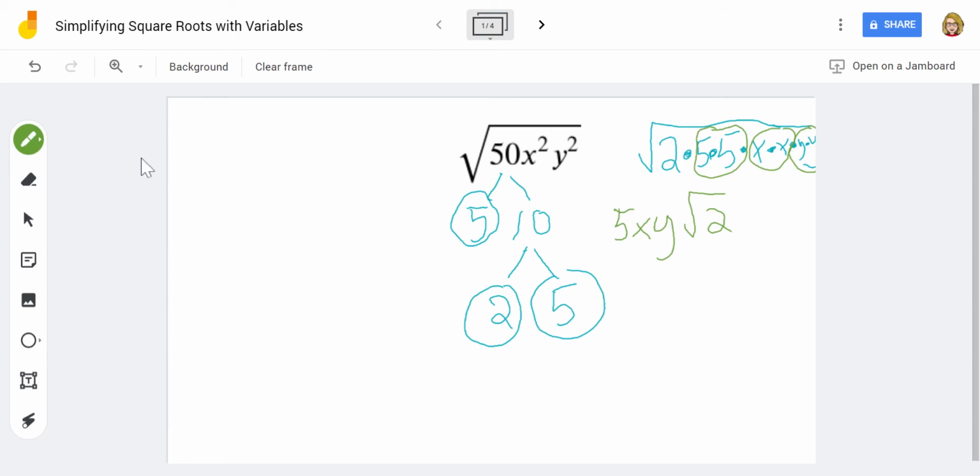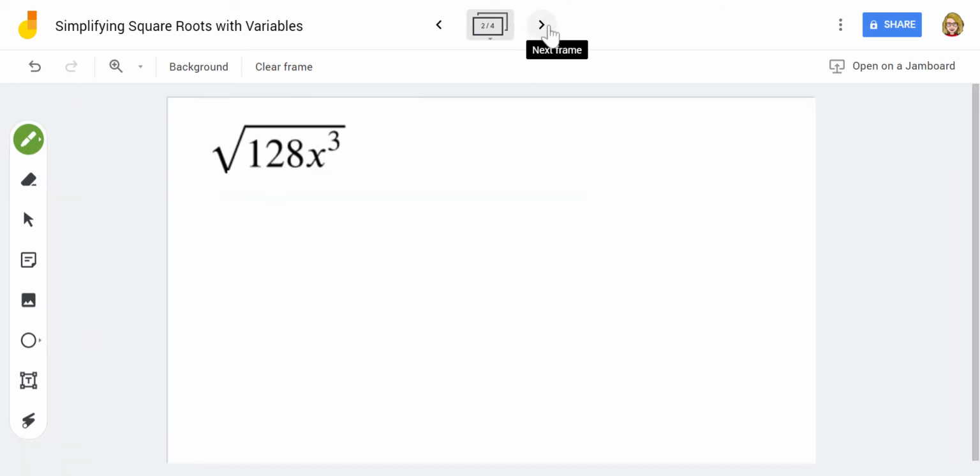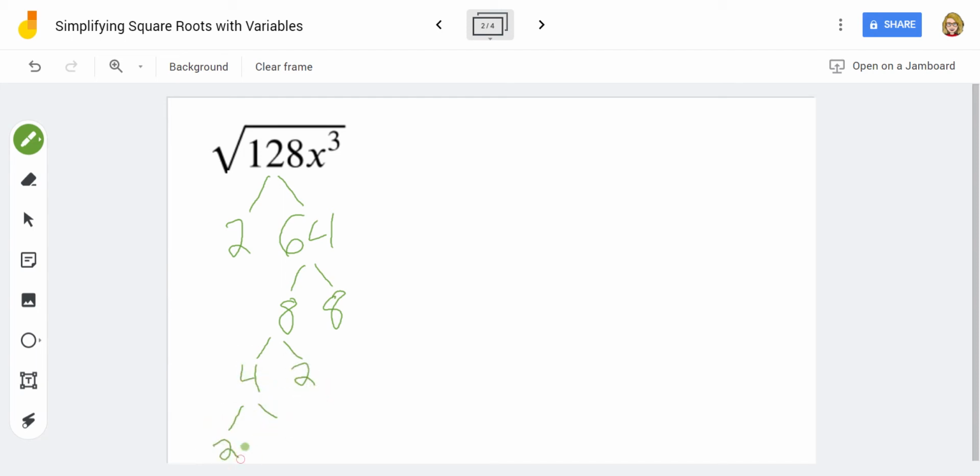Okay, let's try another example. So we're going to do the same thing. We are going to factor 128. So 128 is even, so I'm going to divide it by 2. So I know 2 and 64. And then I'm going to factor 64, which is 8 and 8. And I know 4 times 2 is 8, and 2 and 2.